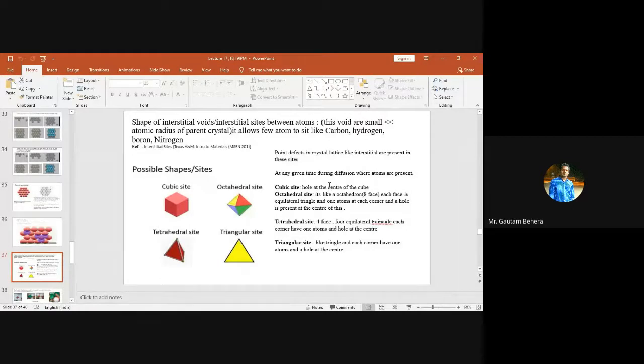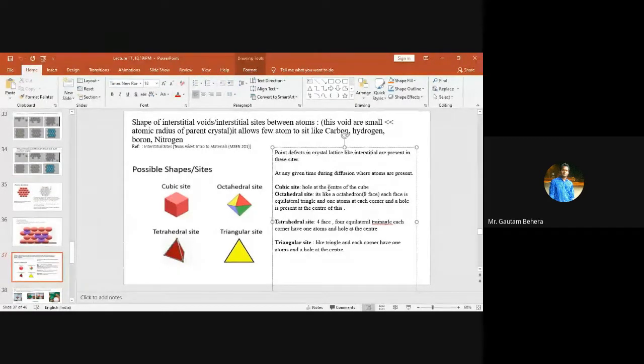Just have a look here. Point defects in the crystal lattice, like interstitials, are present in these sites. That means in a crystal lattice we can have point defects, and at a given time during diffusion we can identify where atoms are present. As I told, carbon, hydrogen, boron, and nitrogen can sit in these interstitial sites, and where they are present we can also identify that.